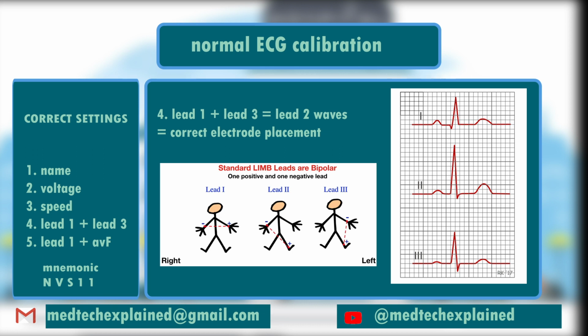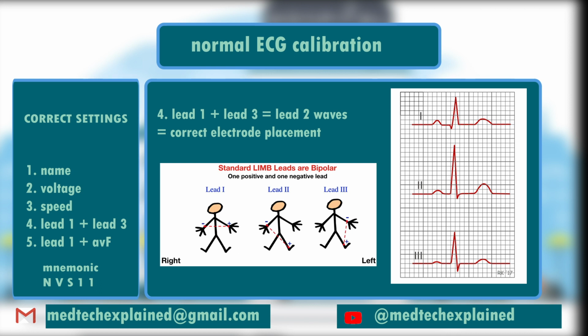As we mentioned earlier, the waves in lead 2 should be equal to the sum of the waves in leads 1 and 3. In other words, the waves in lead 2 should be more positive than the waves in lead 1 and lead 3. The equation is lead 2 is equal to lead 1 plus lead 3.